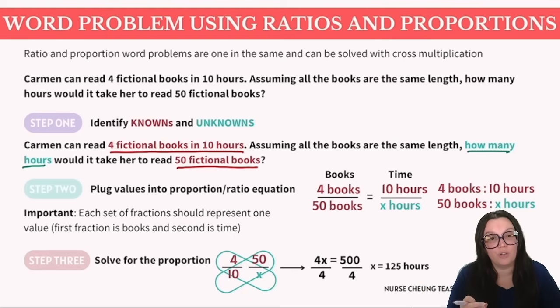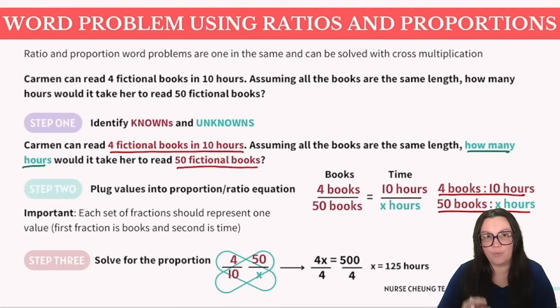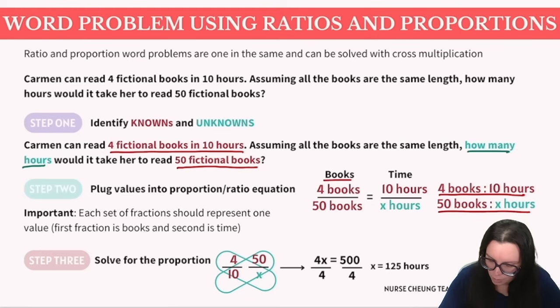For step 2, we need to plug in our proportions into our equation. We have 2 proportions, and I've written them out here. We have 4 books in 10 hours, and we have 50 books in X hours. Like I said before, what I like to do is keep everything organized. On the left side of our equation, I have all of our books, and on the right side of our equation, we have our time.